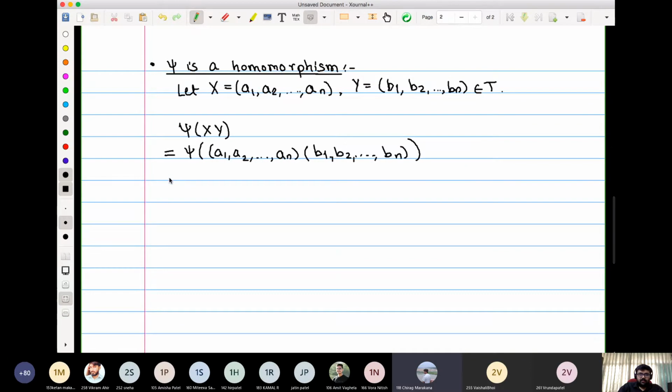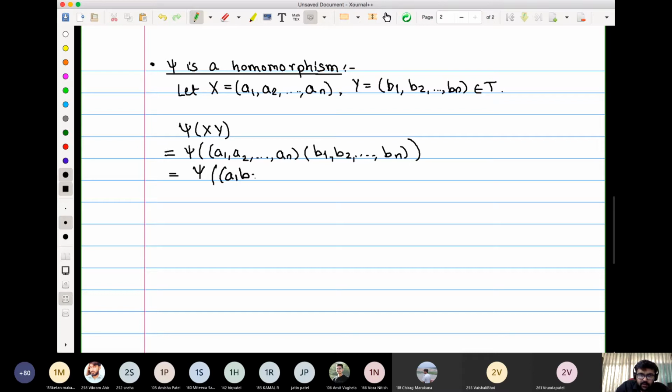Psi of A1 B1. First operate here, right? Directly we cannot apply, so first operate this element. What will be this element? Direct product. It is external direct product. We know how external direct product is taken: this element, coordinate-wise product is taken.